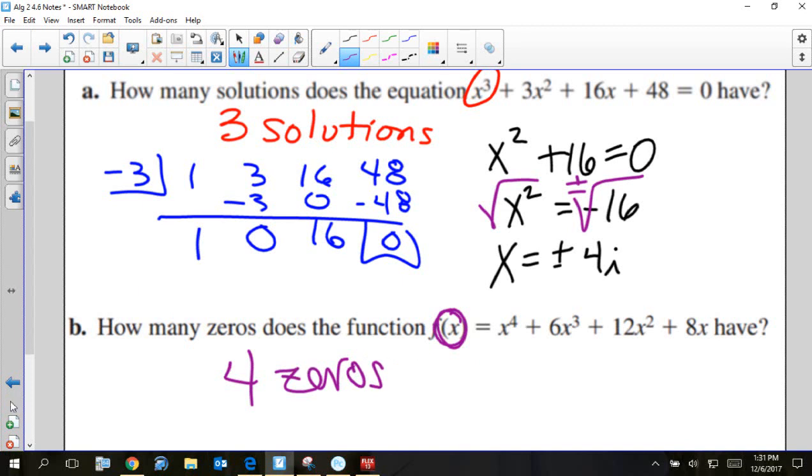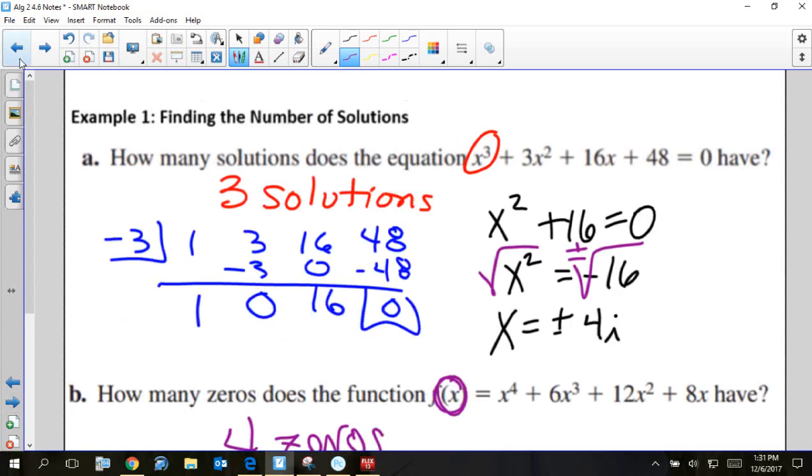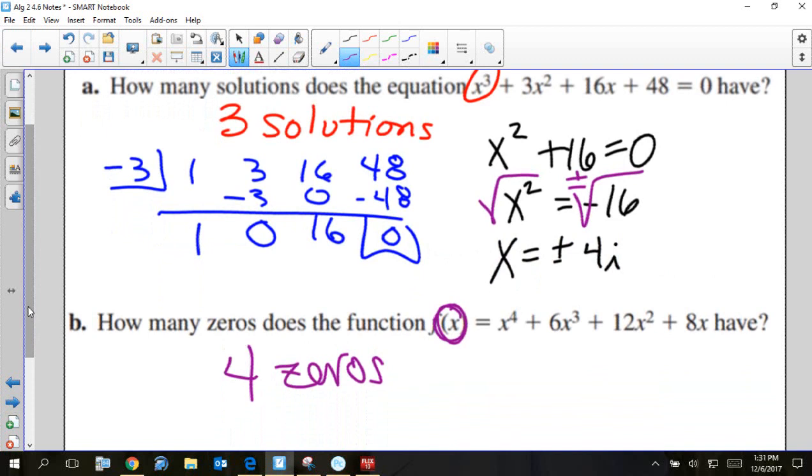All right, there's 2 student practices. Can you answer those? Make sure you have the correct vocabulary word, whether it be solutions or zeros. So don't just put 3. We're working on vocabulary. Don't just put 3. Put either solutions or zeros. You need to go back so you can see what I named them in the first 2. Look at what I named them.